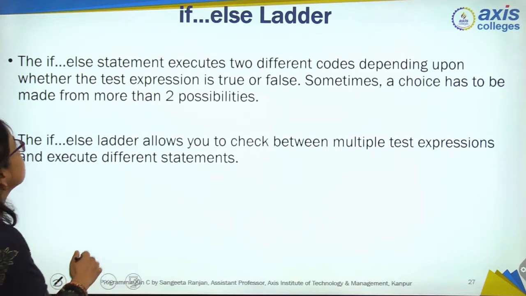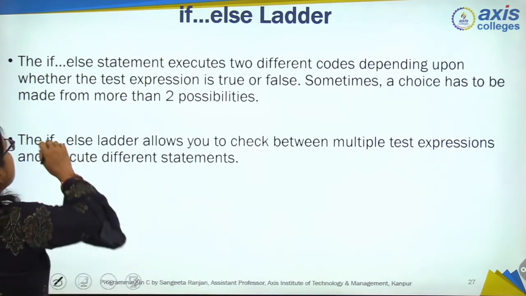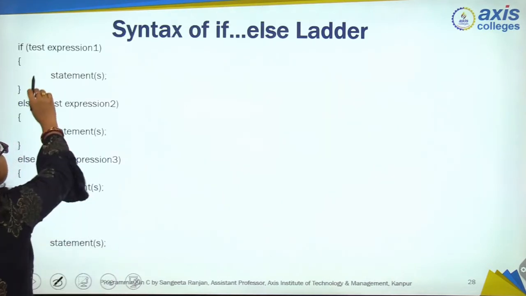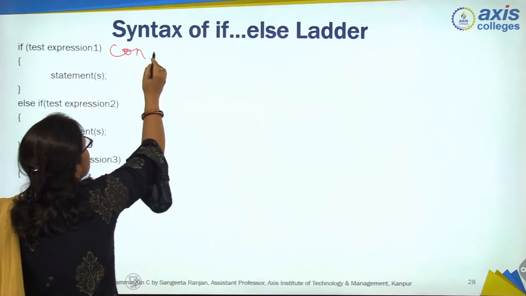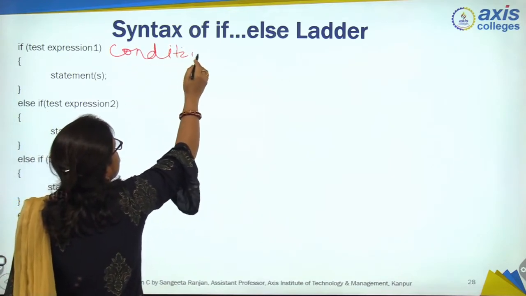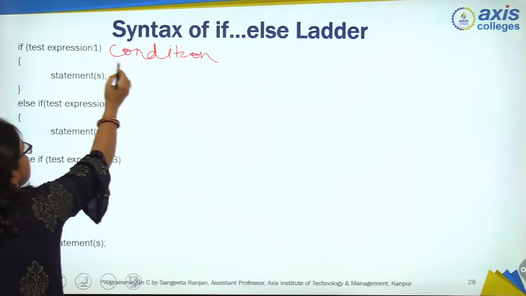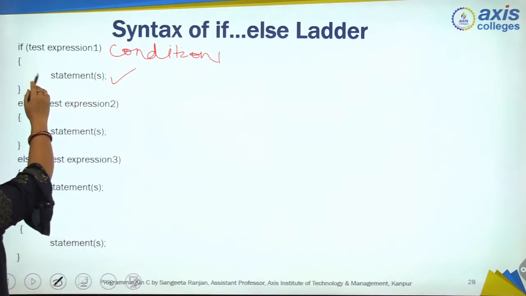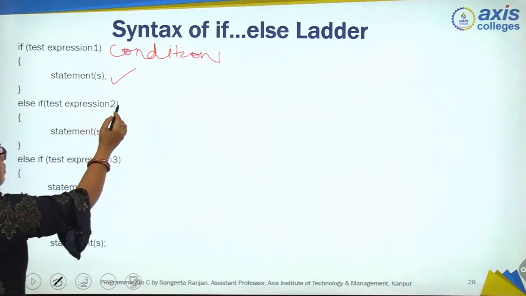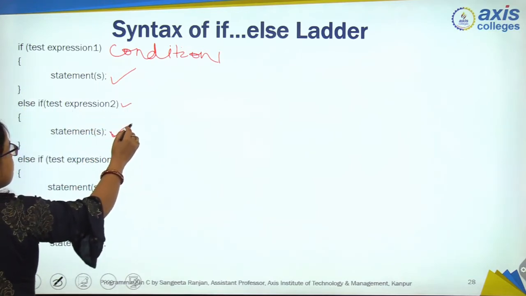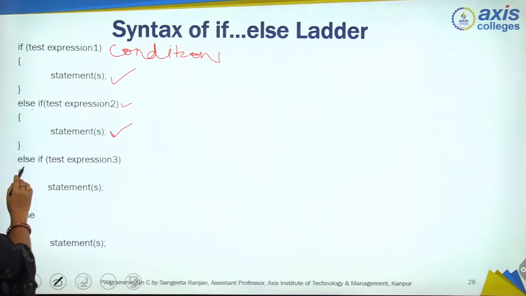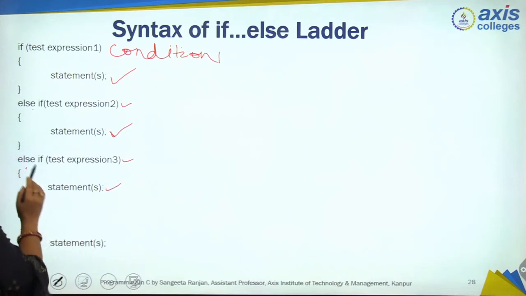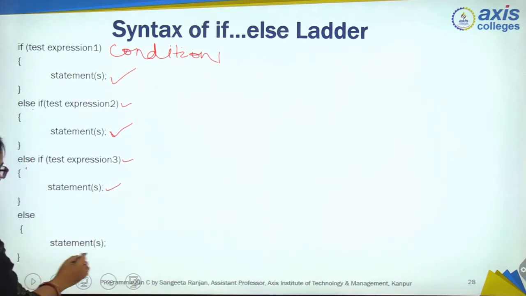If else ladder, now we can understand it with the help of an example. If test expression, that is condition 1, is true, then execute this statement. Else, if this statement is true, then execute this statement. If this condition is false, then it will check else if this statement is true, then execute this statement. If all are false, then execute this statement.